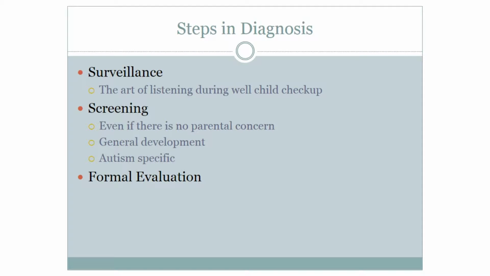Screening is when I specifically want to be looking at them. So even if there's no parental concern, I want to make sure that I check everybody for a particular problem, whether in this case it is autism, which we do at 18 and 24 months, or general development. And if the screening is positive, then we're going to move to a formal evaluation.